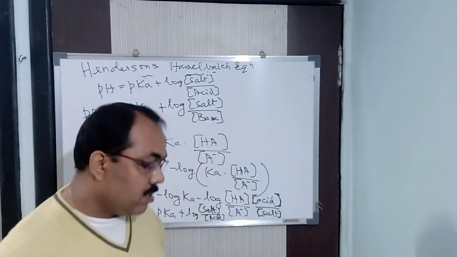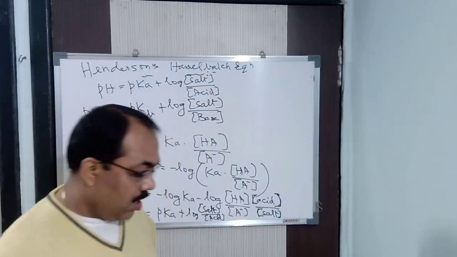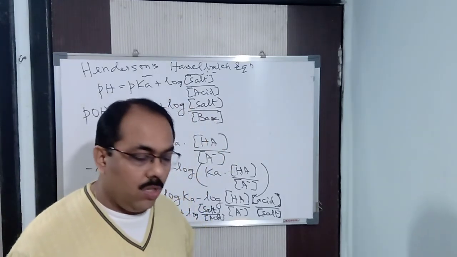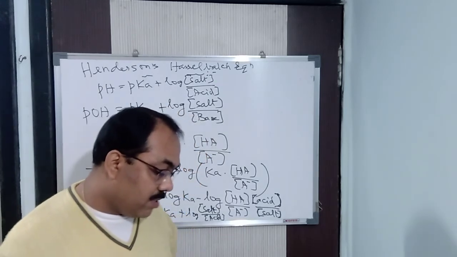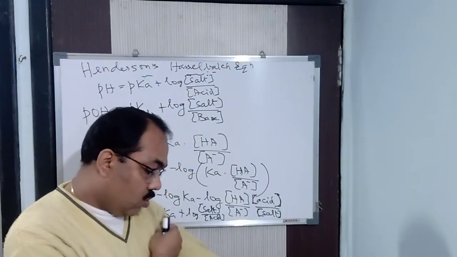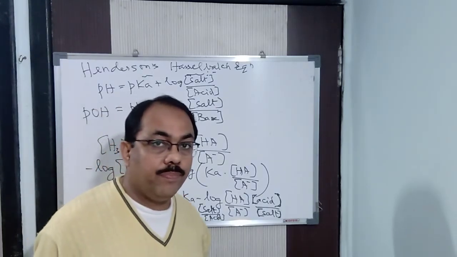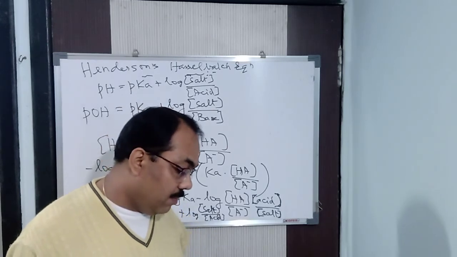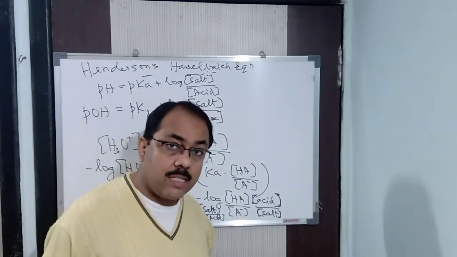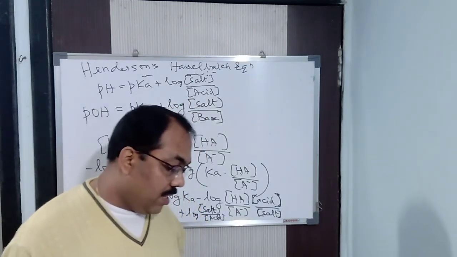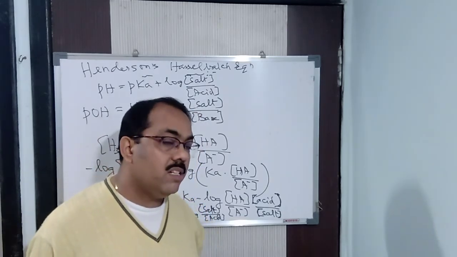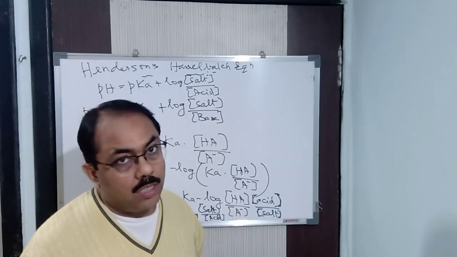In this way, this is known as your buffer solution. Last is your buffer index or buffer capacity. It is defined as the number of moles of an acid or base required to be added to 1 liter of the buffer solution so as to change its pH by unity. Again I repeat, buffer capacity or buffer index is defined as the number of moles of an acid or base that is required to be added to 1 liter of the buffer solution so as to change its pH by 1 or unity. We can say that.